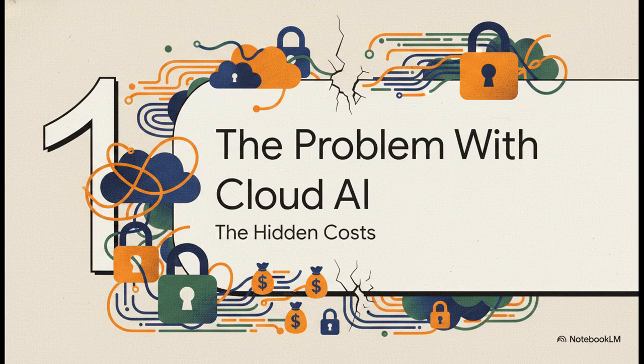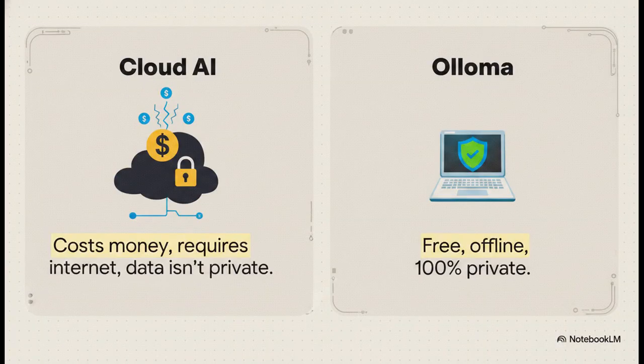You might be thinking, why bother with all this when I can just use those big, popular AI tools online? Well, they're definitely convenient, but they come with some serious strings attached, and they're not always obvious at first. When you put them side by side, the difference is huge. With cloud AI, you're usually paying for it somehow, either through subscriptions or API fees. And here's the big one. Every single thing you type, every prompt, gets sent to some company's servers. Plus, if your internet goes out, your AI is gone.